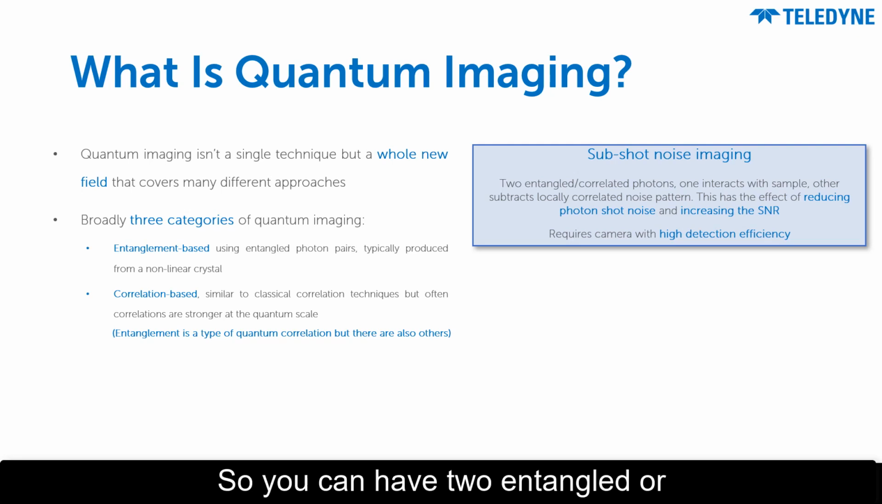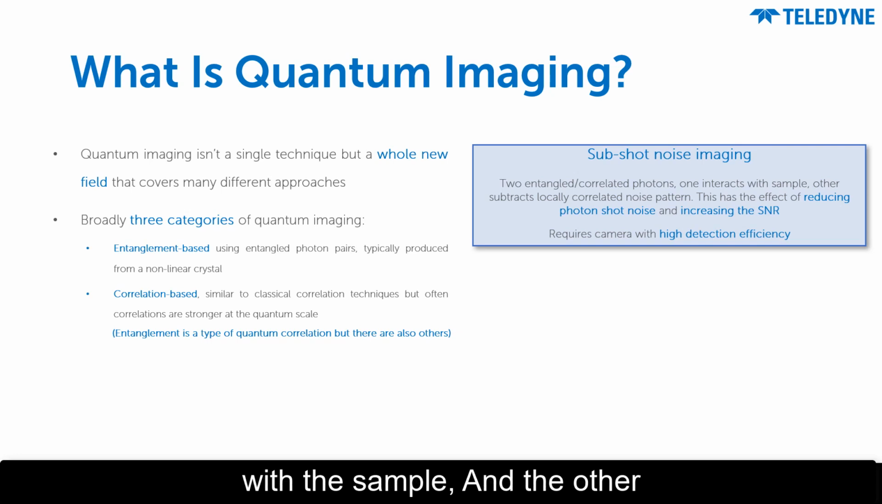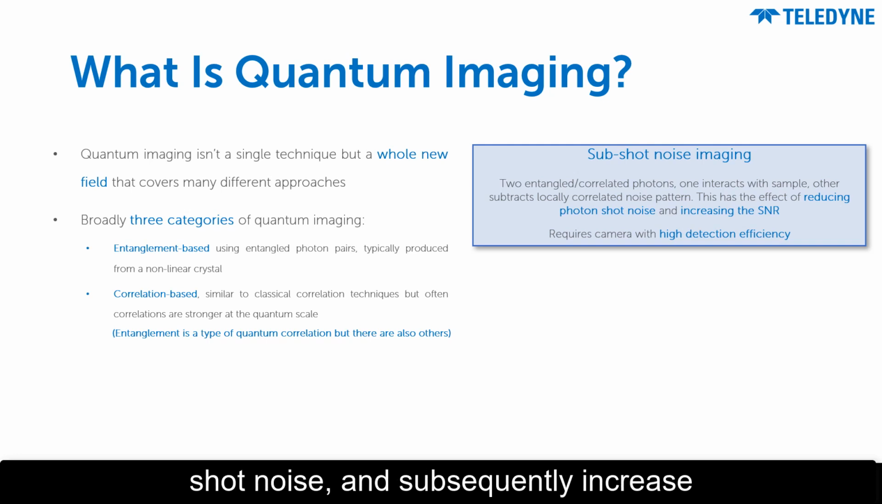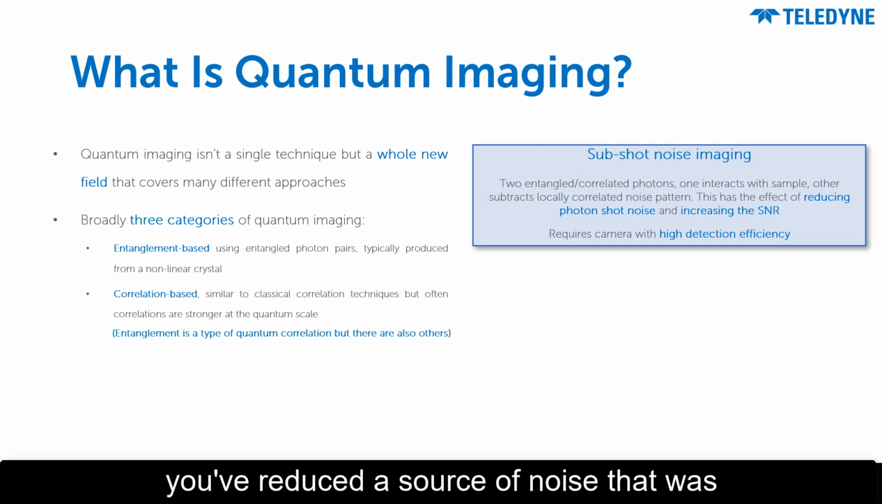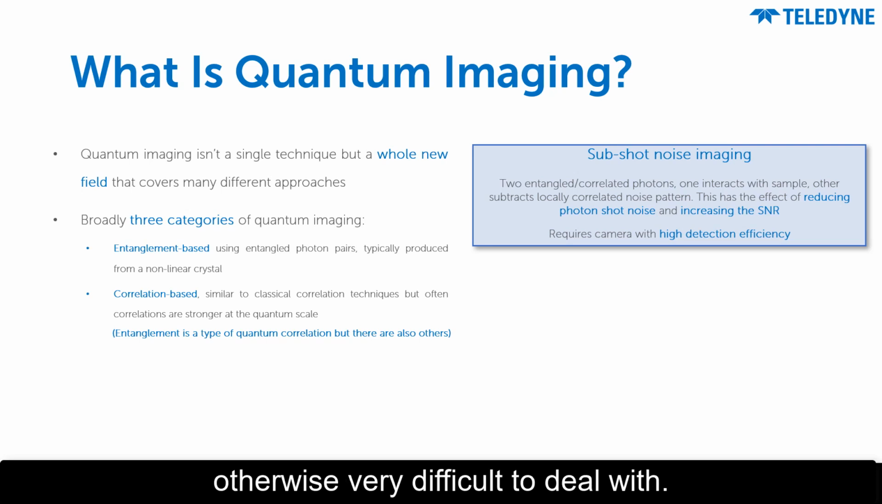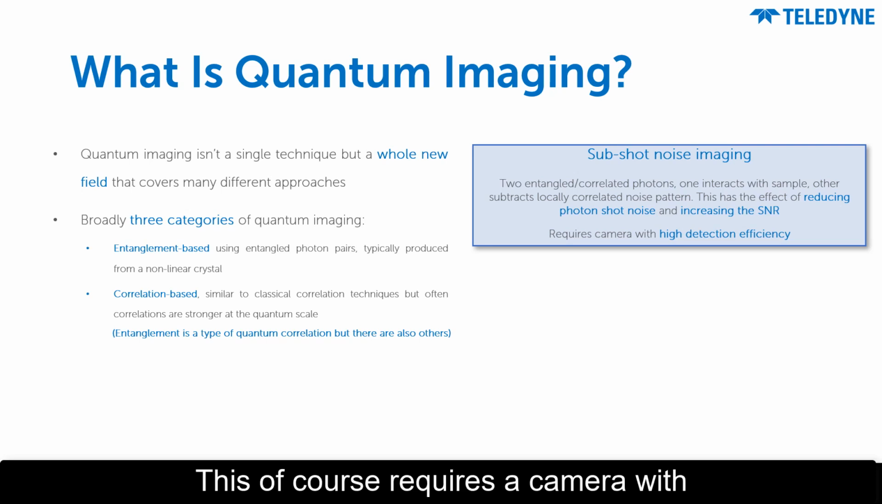So you can have two entangled or correlated photons where one interacts with the sample and the other interacts with the local noise pattern. This can reduce the effect of photon shot noise and subsequently increase the signal-to-noise ratio because you've reduced a source of noise that was otherwise very difficult to deal with. This, of course, requires a camera with a very high detection efficiency, but a lot can be gained from this kind of technique if you're able to do it reliably.